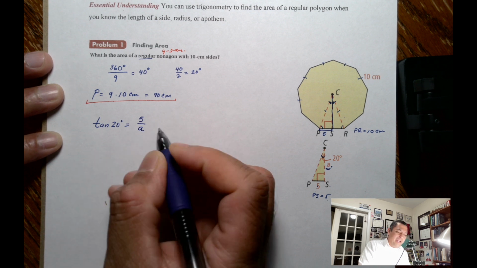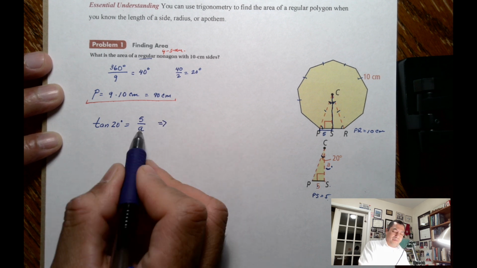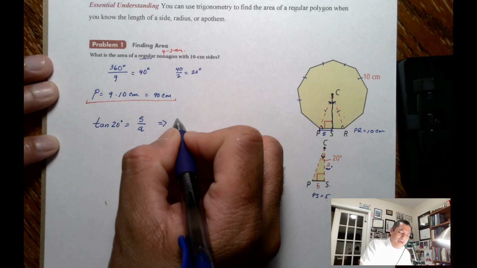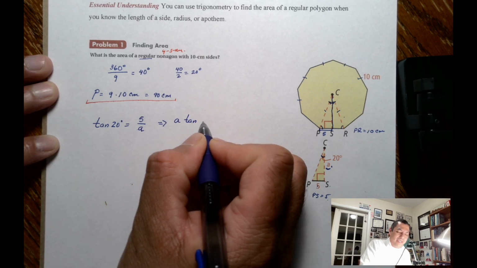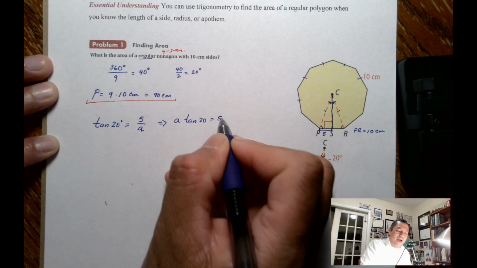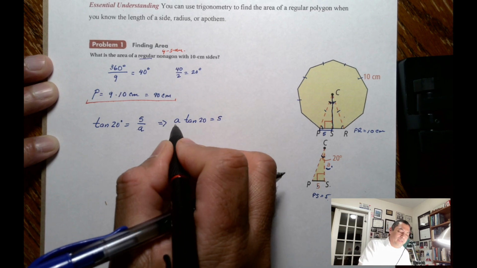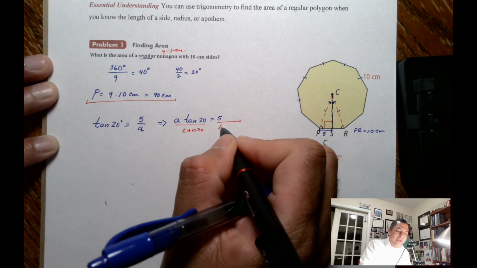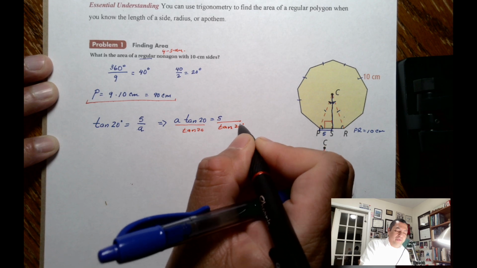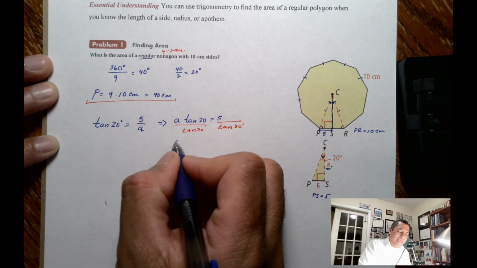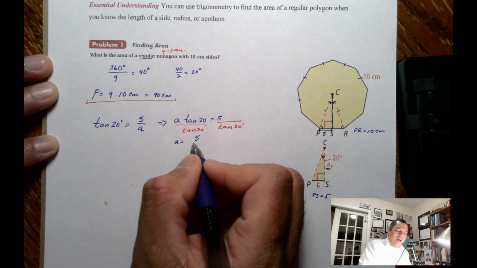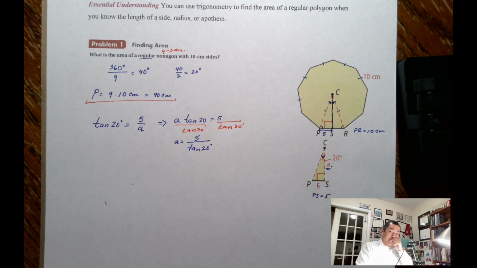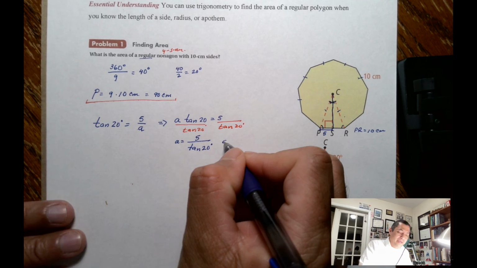And if I solve for A, okay, remember that when I move A, it is multiplied. I'm going to have A tangent of 20 equals 5. Now I'm going to divide both sides by tangent of 20 degrees. So what I'm going to have is A equals 5 over tangent of 20 degrees. So I have my apothem. This one is the apothem.